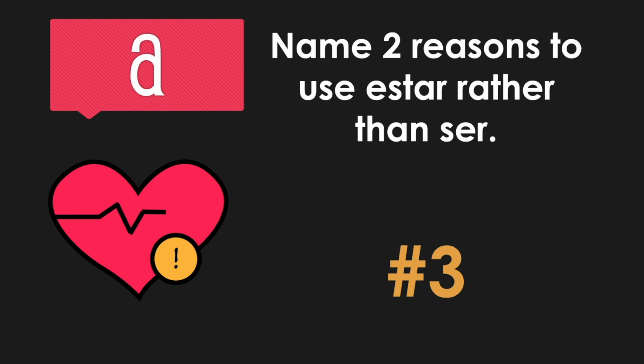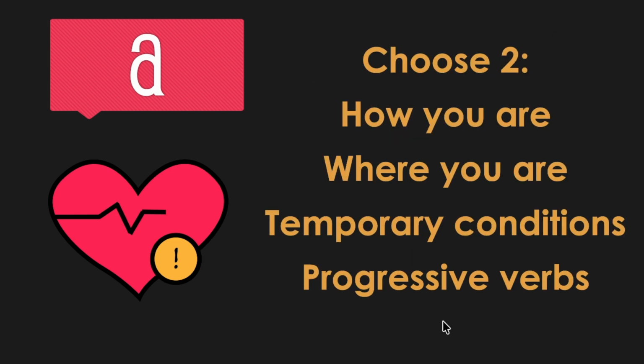Once you see the first group is done, they get 2 points. Every other group that gets it correct gets 1 point. And then there's another slide that has the right answer. Some examples for this one would be how you are, where you are, temporary conditions, progressive verbs, for example.